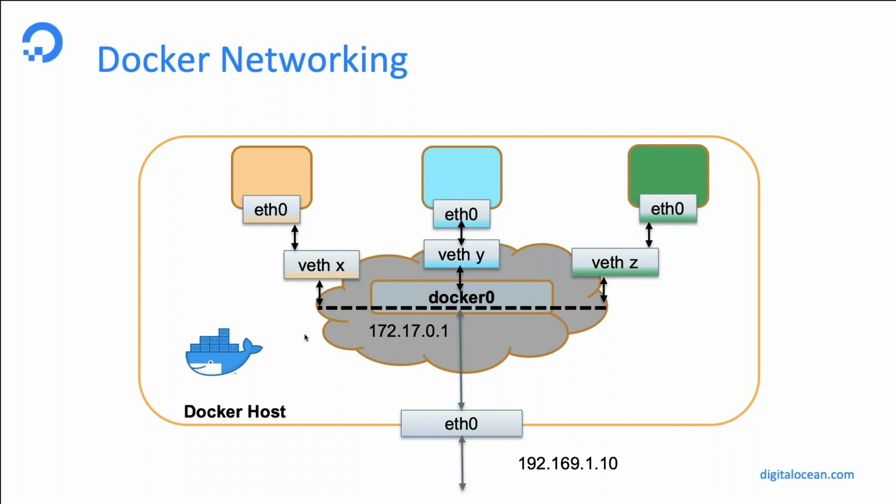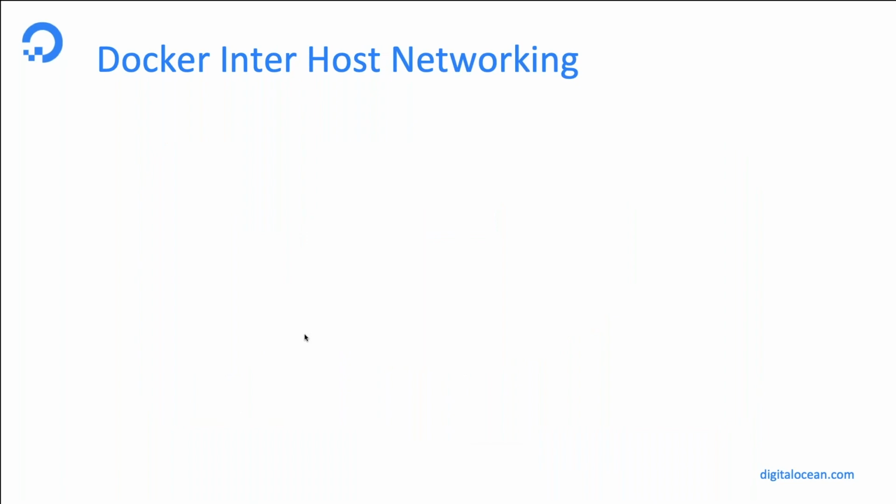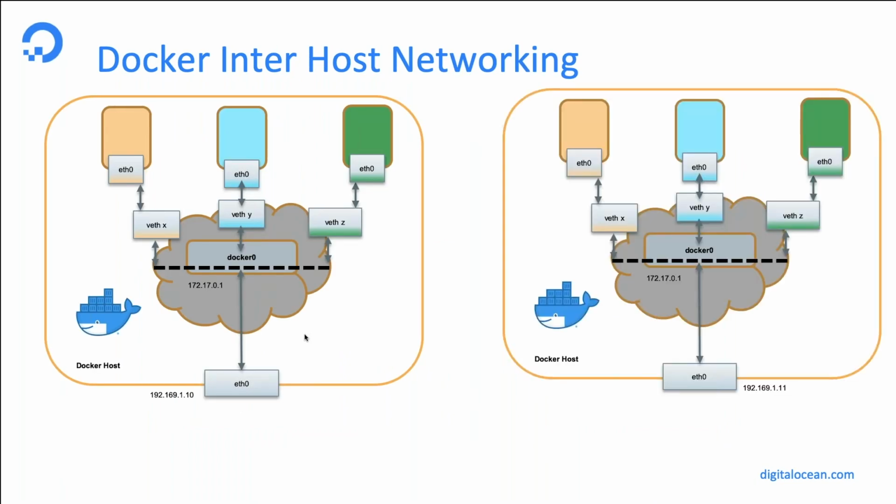But if I have two hosts, and each of the hosts has a different set of containers running, this is node 1 and the other one is node 2. I have Docker installed on both nodes. I have a set of containers running on node 1 and a set of containers running on node 2. What would happen? Can my orange container on node 1 reach the orange container on node 2?